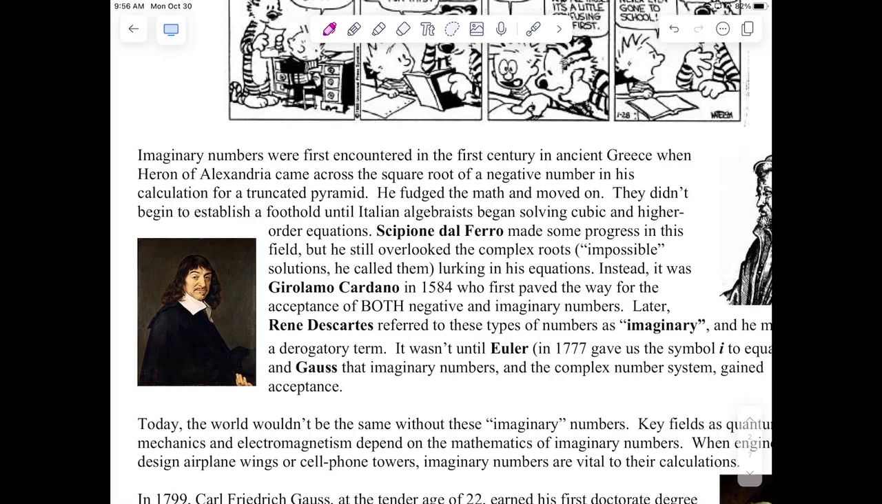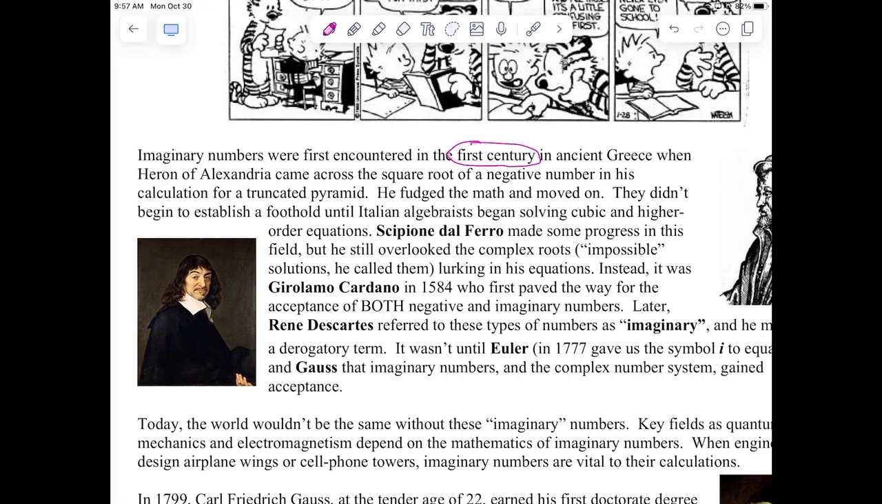Where were imaginary numbers first encountered? It's a good question. A long, long time ago, when people first started doing math, ancient Greece. Heron of Alexandria, sometimes called the Hero of Alexandria, when he was trying to find the volume of a truncated pyramid, he came across the square root of a negative number. And he scratched his head, because they were working with real numbers back then. And he didn't know what to do with the square root of a negative number. So he fudged it, and he moved on. Right? He's just like, whatever. I got it on a Monday. It's a bad number for a Monday. We'll just move on. And Tuesday came around, and they forgot about it.